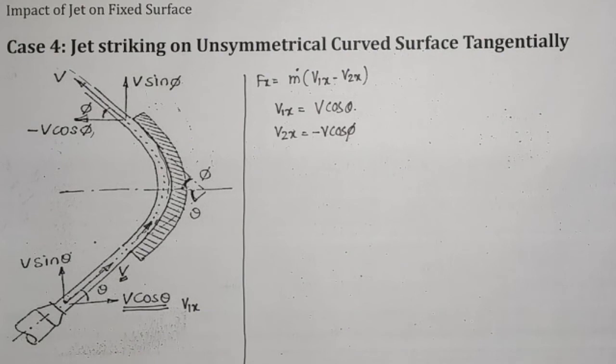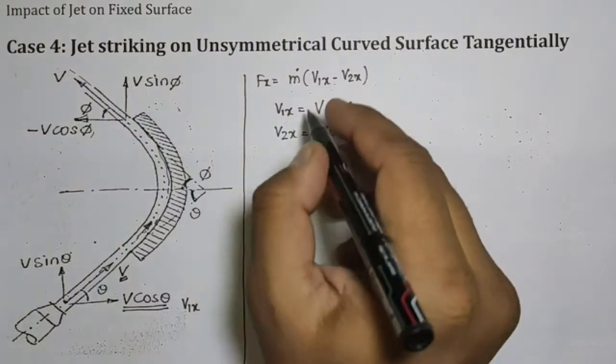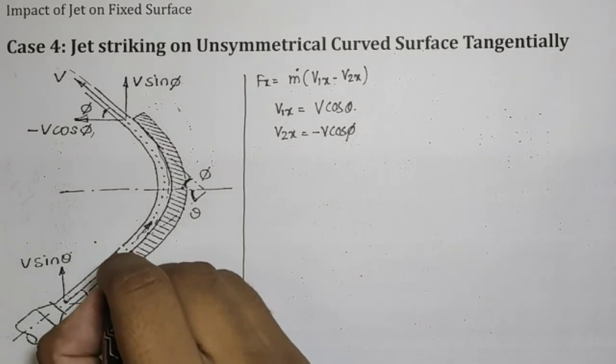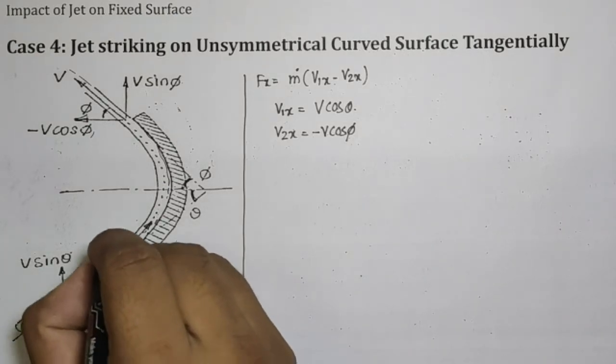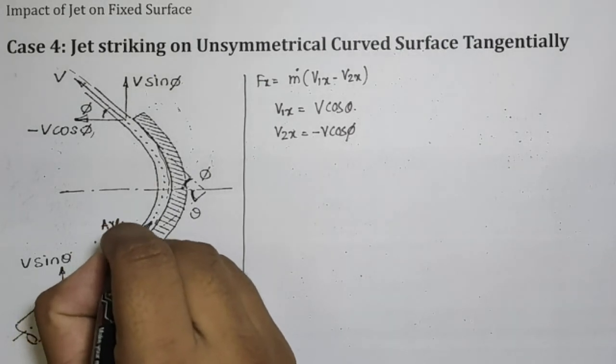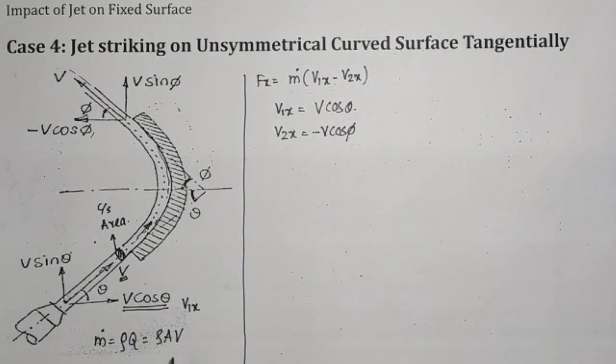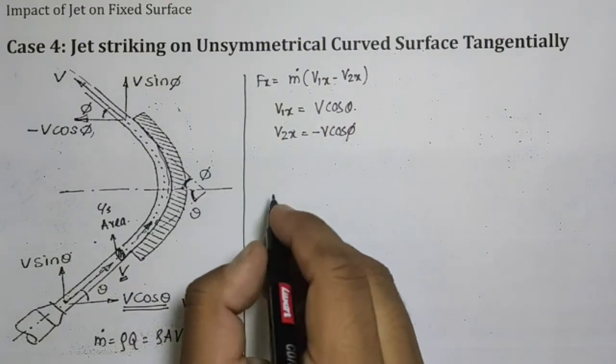So here we have two velocities, and we can put these velocities in this equation. One more thing: mass flow rate m dot is equal to rho into Q, or rho a v, where rho is the density of water, a is the cross sectional area of the jet, and v is the velocity of the jet.